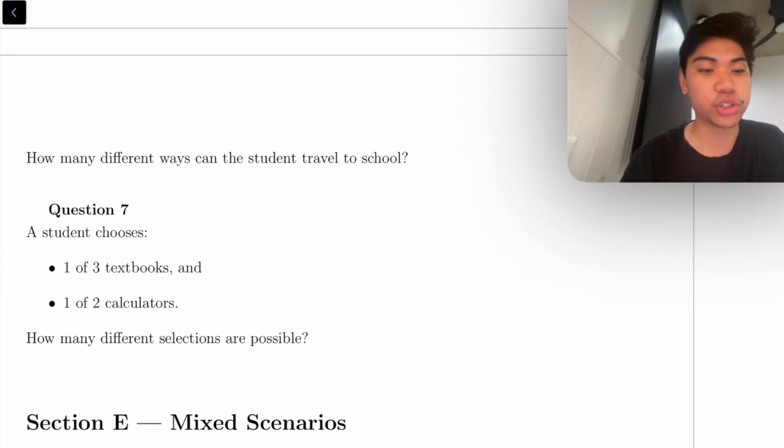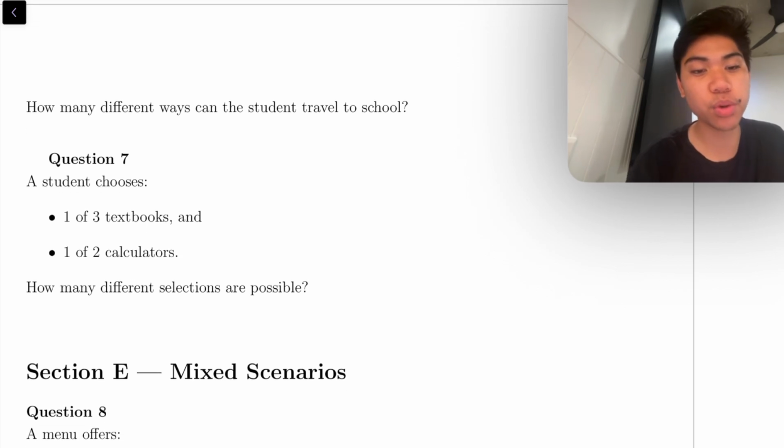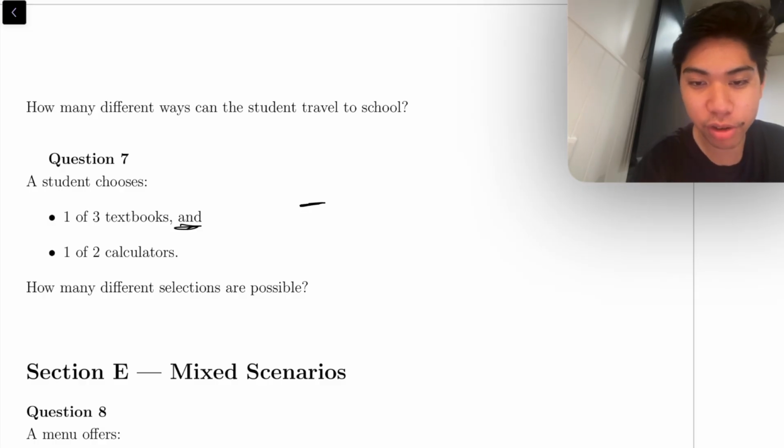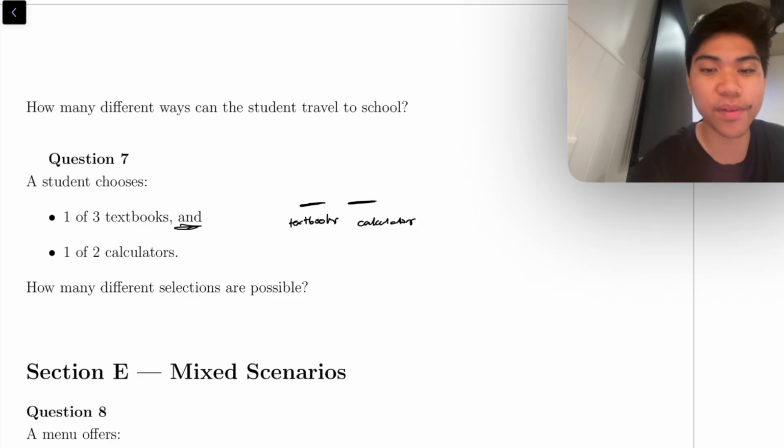Question 7, a student chooses one of 3 textbooks and one of 2 calculators. Okay, so imagine we have again these characters, we have our textbooks and we have our calculators. So I have 3 possible textbooks, and so I'm going to be using my multiplication principle, 2 possible calculators. That's going to give me 6 different selections that are possible.